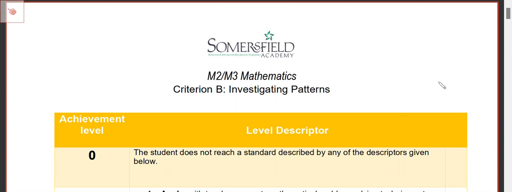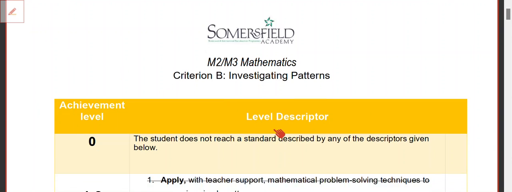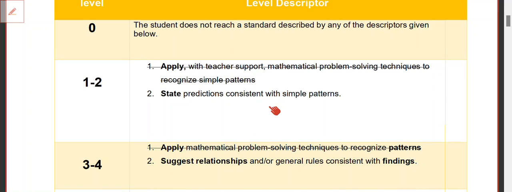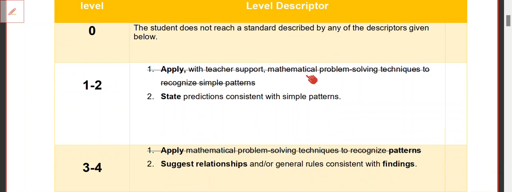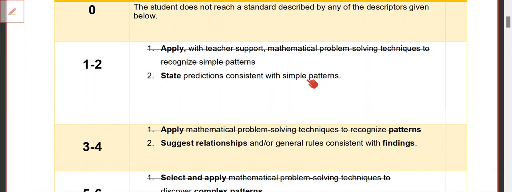Let's also talk about criterion B. All right. Are you used to criterion B's? Know what it's about? Yes. Investigating patterns. Now, what have I crossed out on your front sheet?